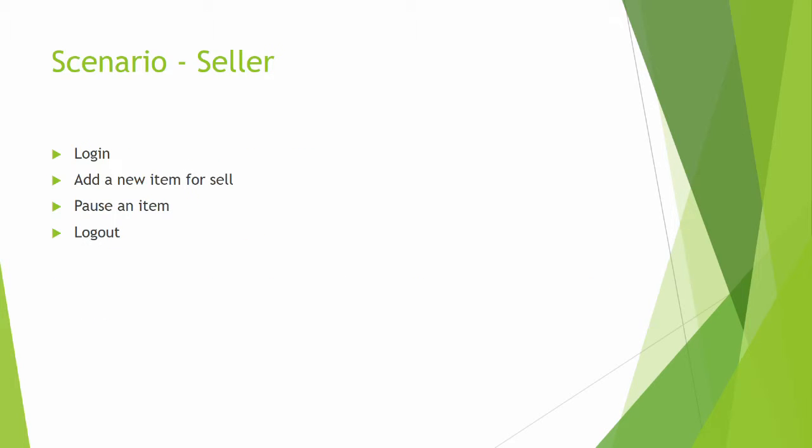and then the customer will log out. The seller will log in, add a new item for sale, post an old item, and then log out. The admin will log in, ban a user, delete an item for sale, and also check the user activity, and then log out.